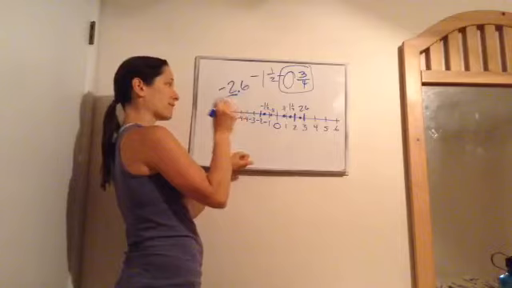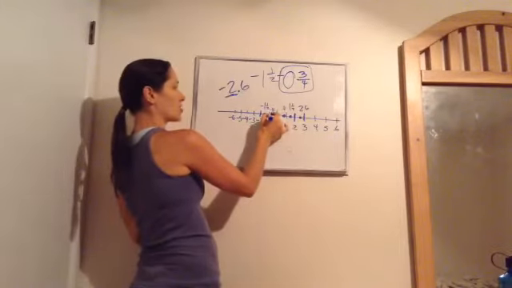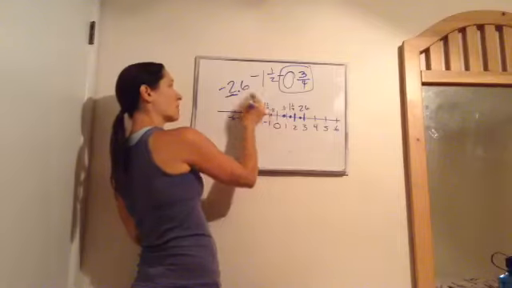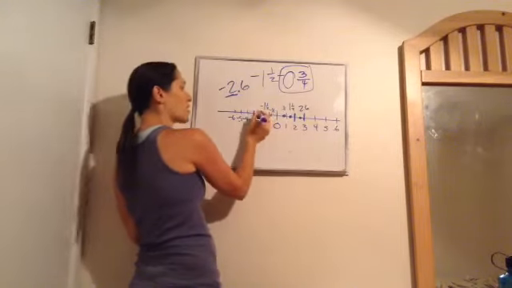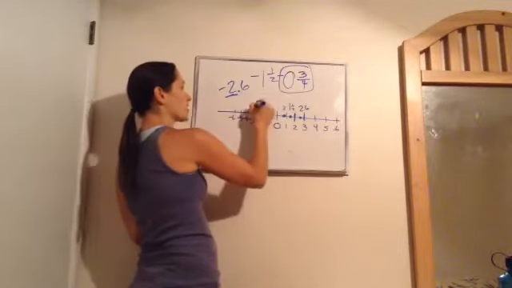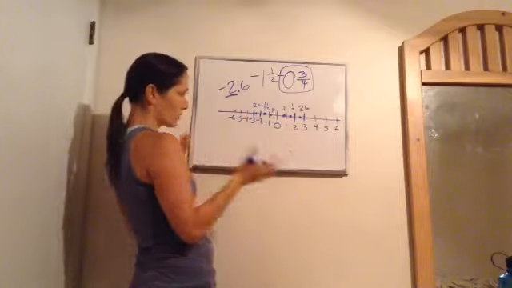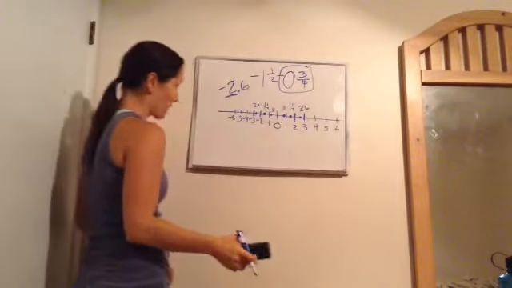What about negative 2.6? Negative 1, it's definitely that much. Negative 2, it's definitely that much. But it's a little bit more than negative 2. It's not quite reached negative 3. So negative 2, a little bit more than halfway that way. So negative 2.6. You see how that works? Hopefully that's pretty self-explanatory.